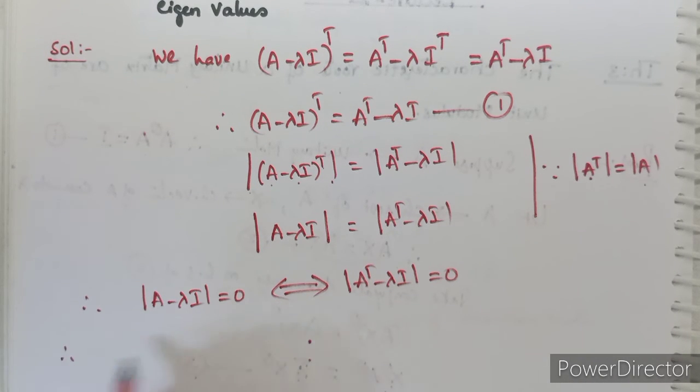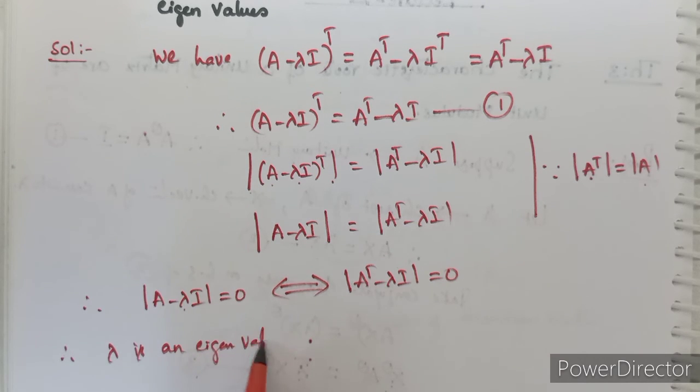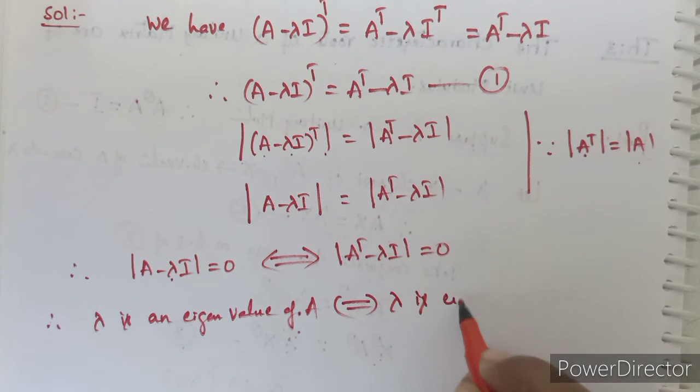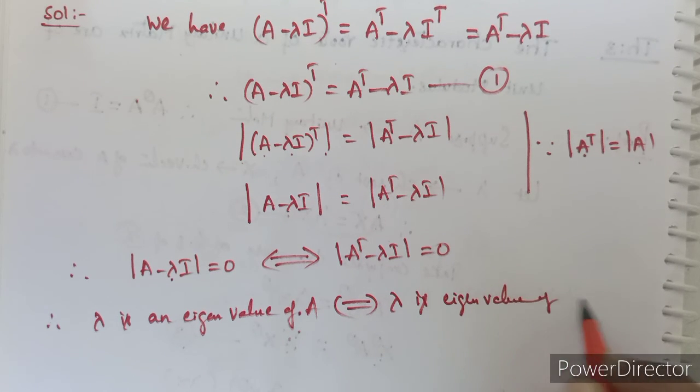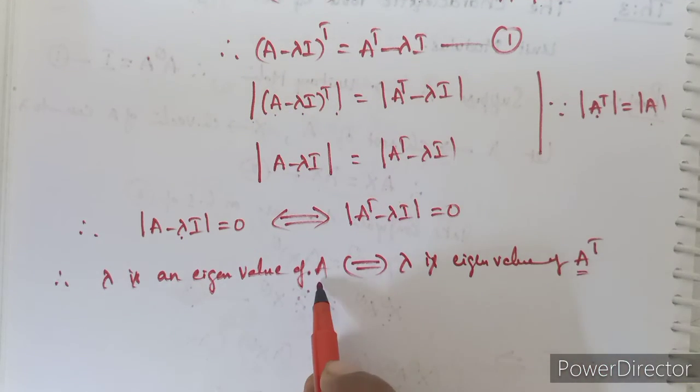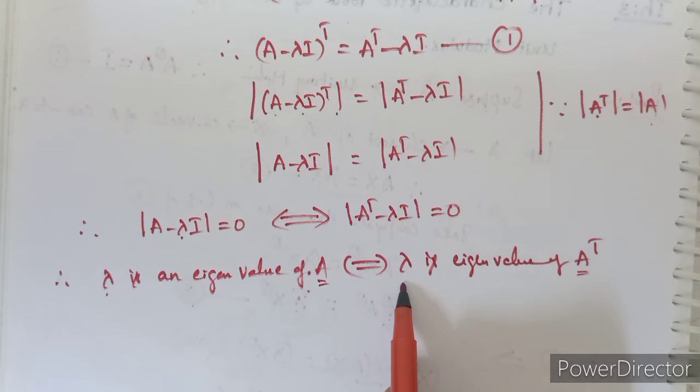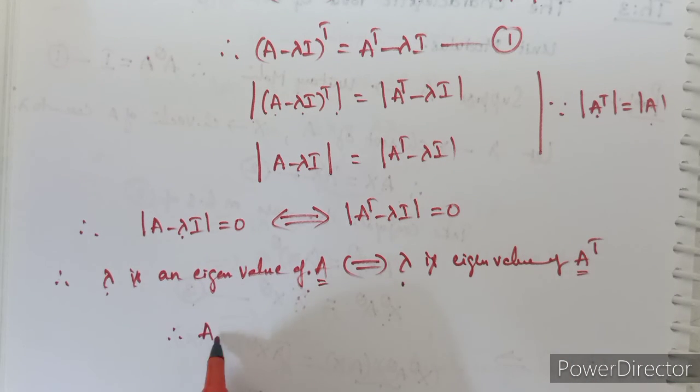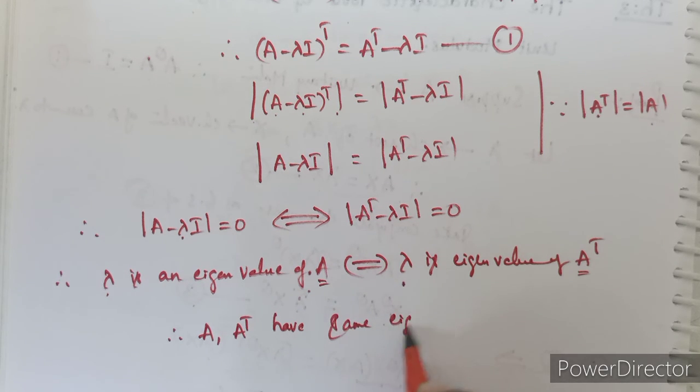This implies lambda is an eigenvalue of A. Lambda is an eigenvalue of A if and only if lambda is an eigenvalue of A transpose. So we observed both A transpose and A have the same eigenvalues. Therefore, A and A transpose have the same eigenvalues. Characteristic roots are the same for both these two matrices A and A transpose.